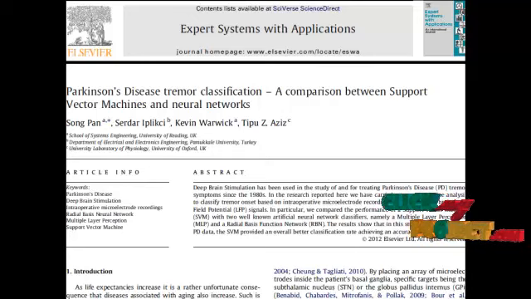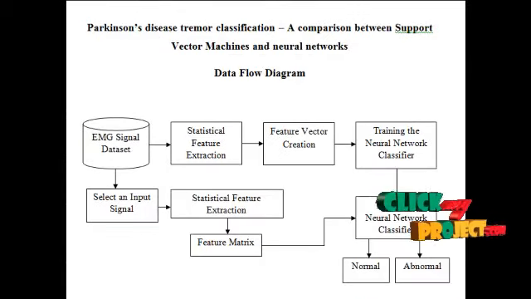We implement the project by making use of a pattern recognition neural network and make a comparison with the existing methods. Now let's have the discussion on the data flow diagram. This is the data flow diagram designed to implement the project.